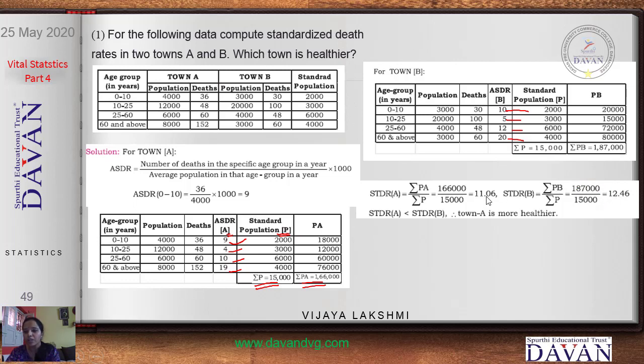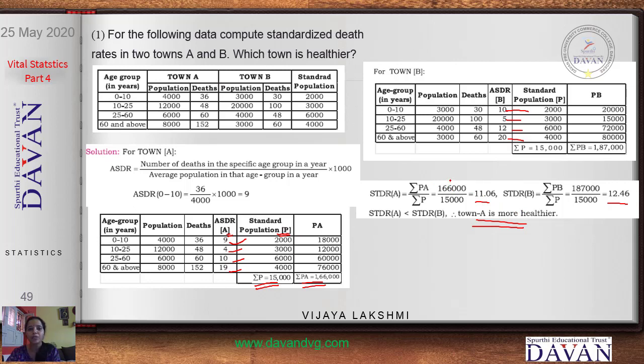Among these two, which is having the minimum value? It is town A, that is 11.06. It is less compared to the town B value. So we say that town A is healthier, because STDR of A is less than STDR of B. Whichever value is less, you have to say that particular city or town or community is healthier. Hope I am clear with this. We'll move on to the next problem.